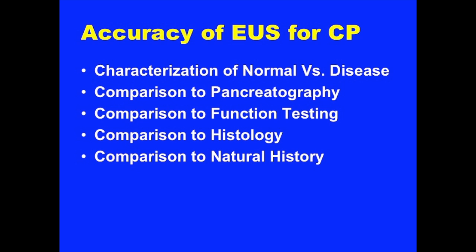When we're looking at EUS as a diagnostic test for chronic pancreatitis, we have to be able to know normal from abnormal. We have arguments over what is the gold standard, so we have to compare ourselves to pancreatography, function testing, histology, and of course natural history. What happens to those patients over time that EUS says is abnormal and the other tests do not.